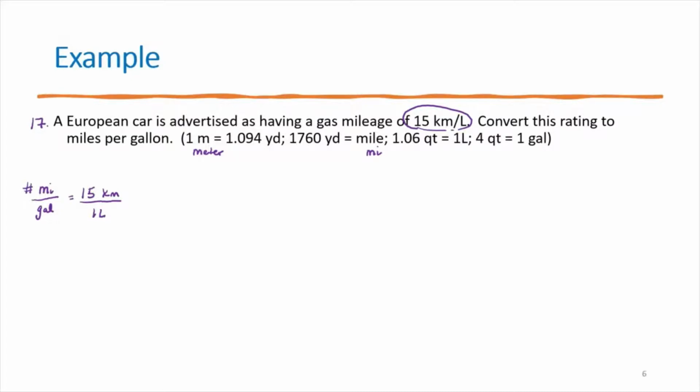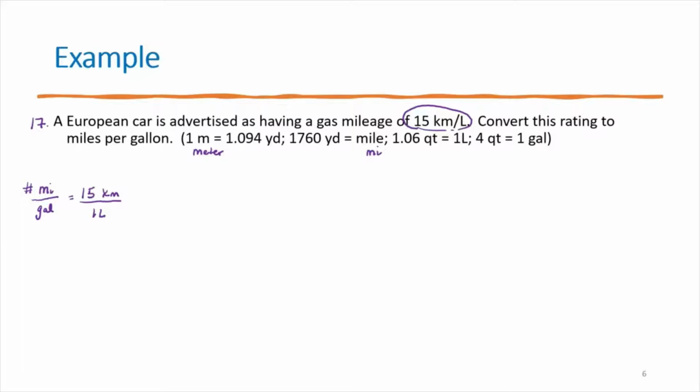Now, you can convert the numerator first or the denominator. I don't care if you do distance first or volume first. I tend to convert whatever's in the numerator first and then work on the denominator. Do what's comfortable to you. Okay? So we're going to work on converting kilometers over to miles, and then I'm going to work on converting liters to gallons. So 15 kilometers, I do have a conversion that has 1 meter equal to 1.094 yards.